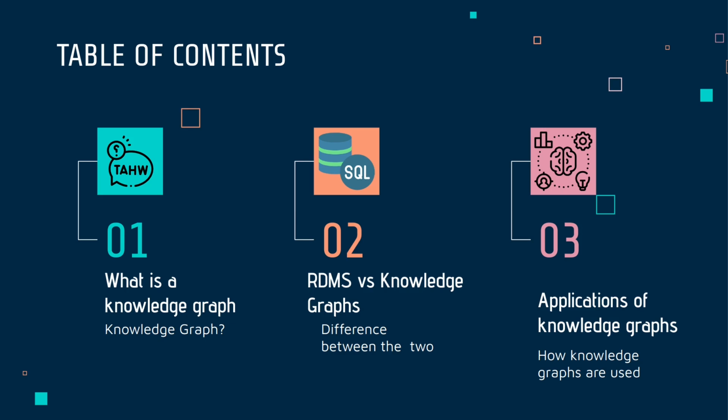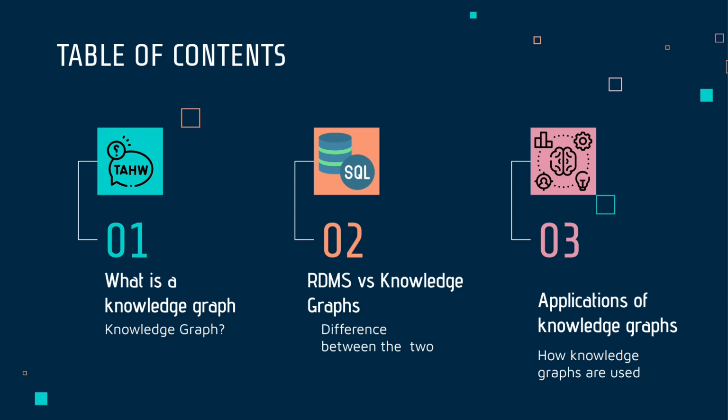So first we're looking at what a knowledge graph is. What are knowledge graphs and where are they used in the world of AI, machine learning, and computer science in general? We'll look at the relation between knowledge graphs and relational database management systems, because knowledge graphs are simply a form of database. So how do they relate to relational database management systems? We'll take a look at that.